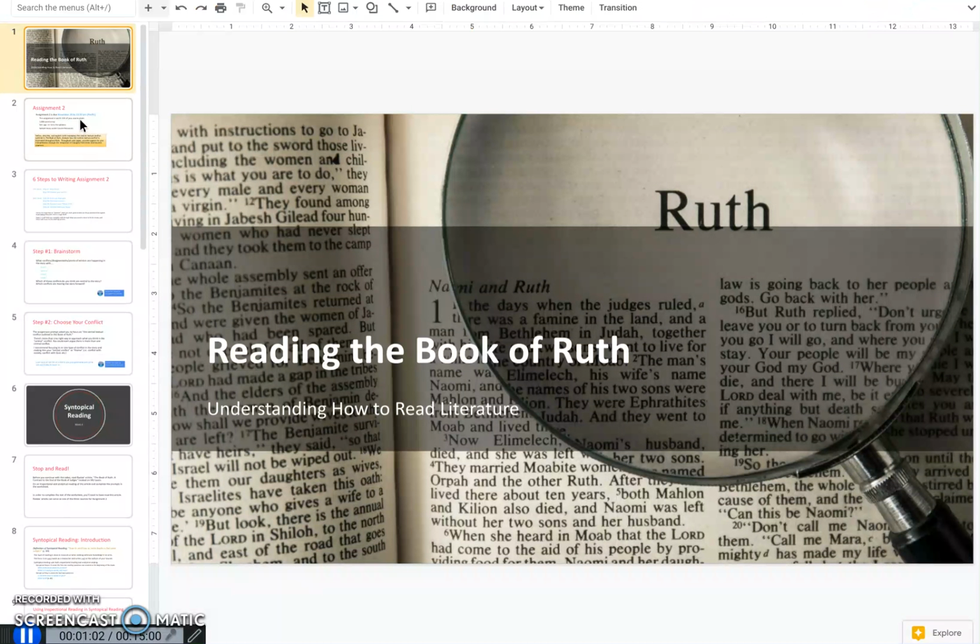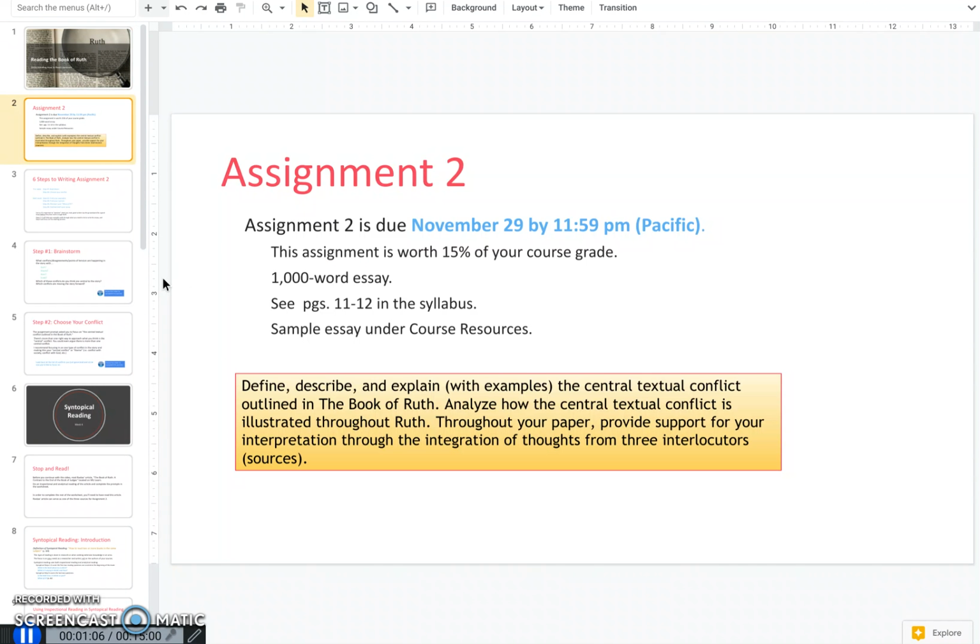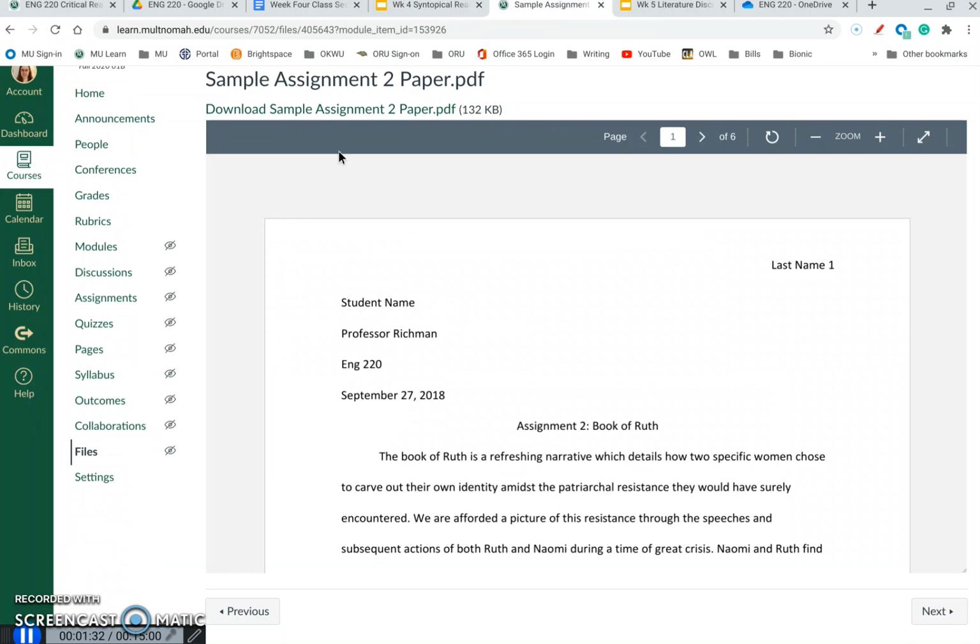All right, so as I was saying, we're going to continue working on assignment 2, which is going to be due next Sunday, so kind of like 2 weeks from now. All right, this assignment is worth 15% of your overall grade, so it's the second highest scored assignment in the class. It's going to be 1,000 words, which is roughly 3 to 4 pages. And you can find more instructions on pages 11 and 12 in the syllabus. And I do have a sample essay under course resources that will help you.